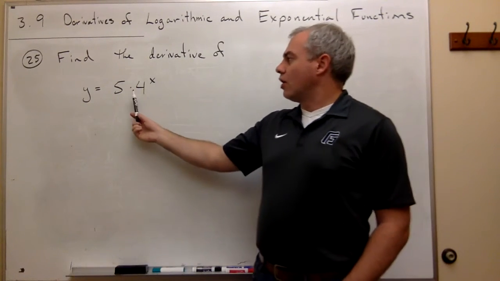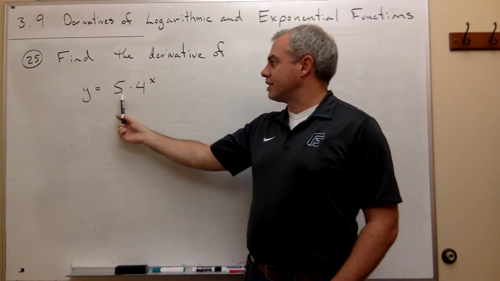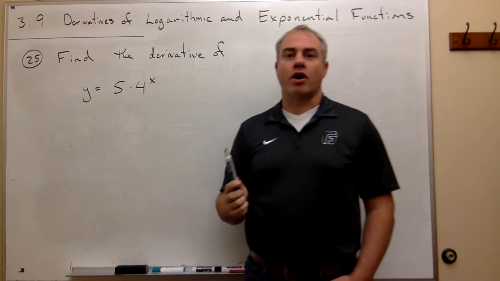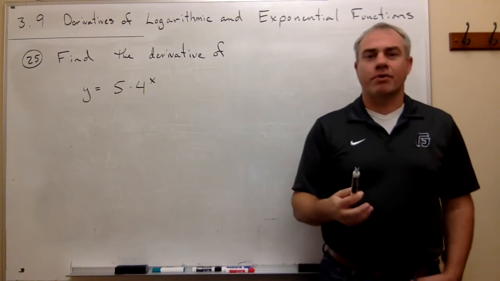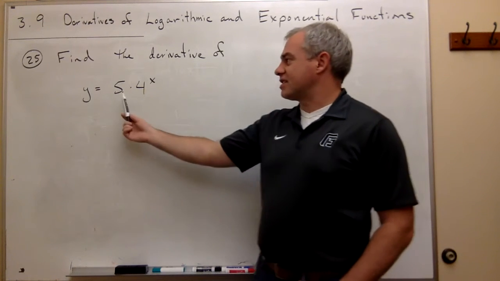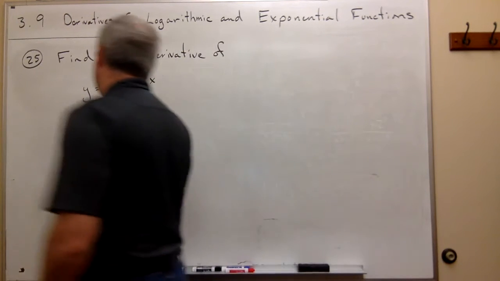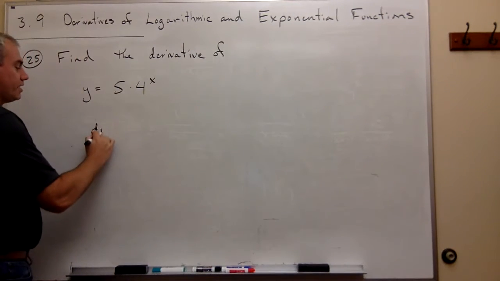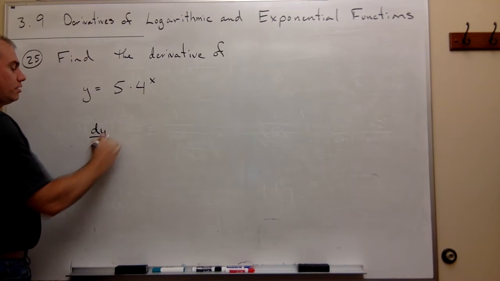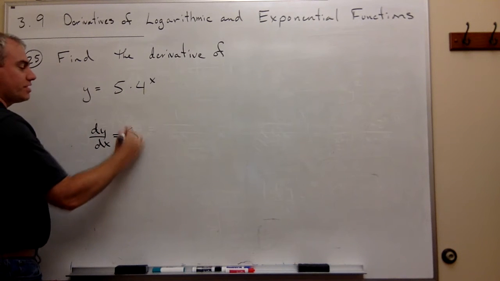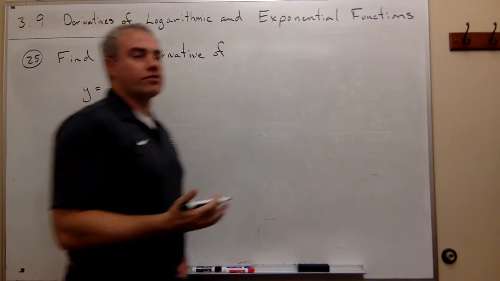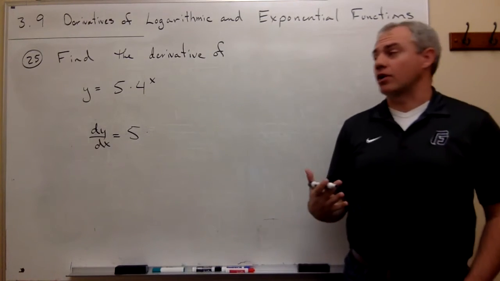They see, oh, look, two things are multiplied together here, so I better use the product rule. Well, you don't need to use the product rule at all here because this is a 5. A 5 is a constant, and when I take the derivative, dy dx, the 5 just stays, okay? You can just rewrite the 5 right here. You don't need to worry about it at all.